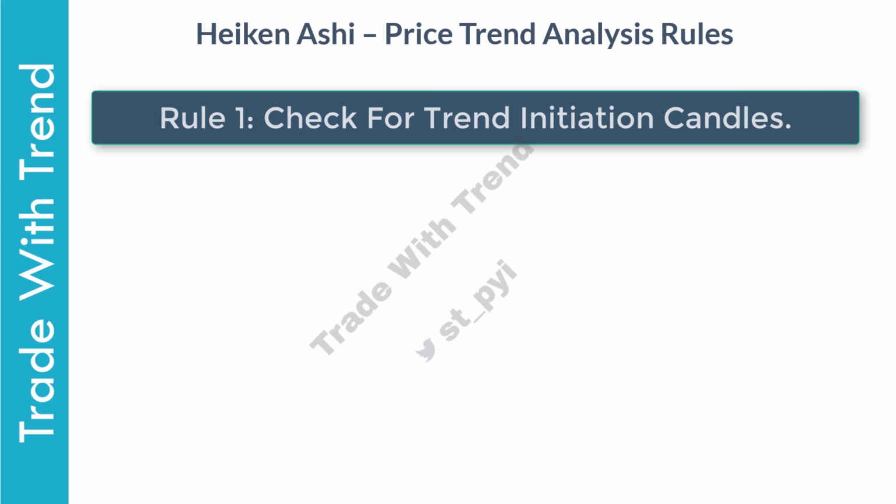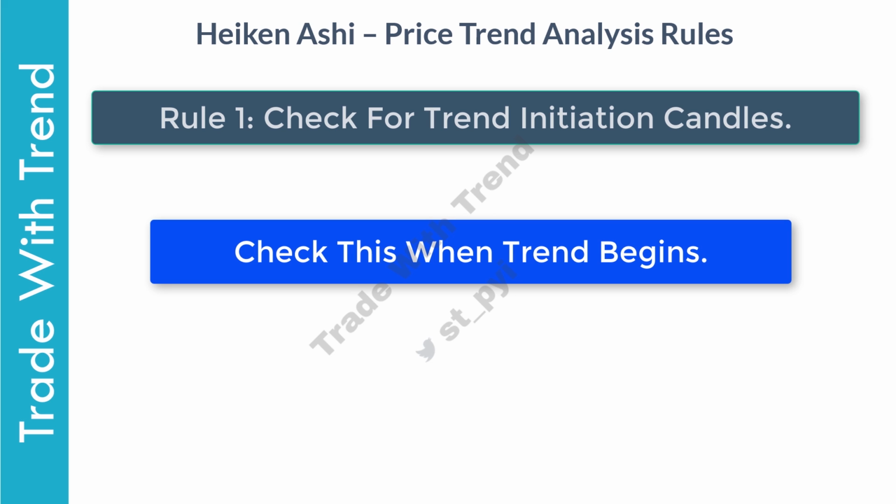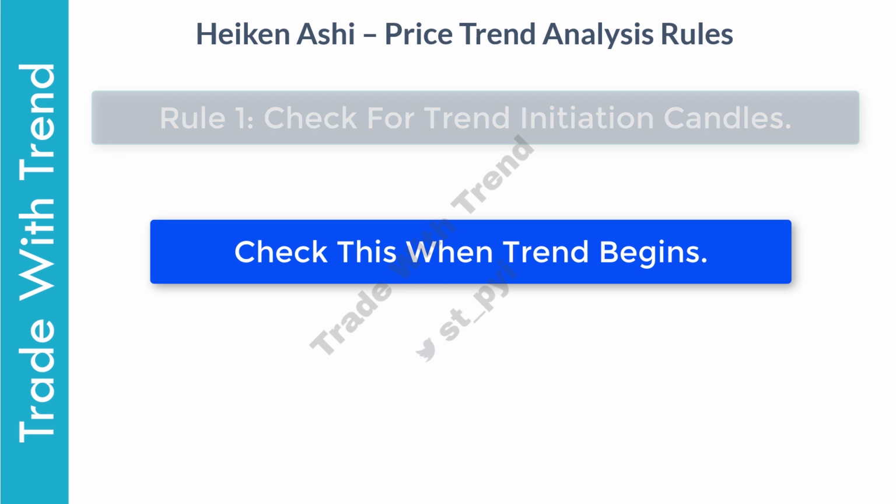Let us now come to price trend analysis rules for Heikin Ashi candlesticks, and these will be required in subsequent parts. Rule number 1. Always check for trend initiation candle in the beginning of trending move. If initiation candles are not visible, move to the next instrument. Do not forget that initiation candles set the foundation of trend, and the stronger these candles are, the better it is for overall trend.